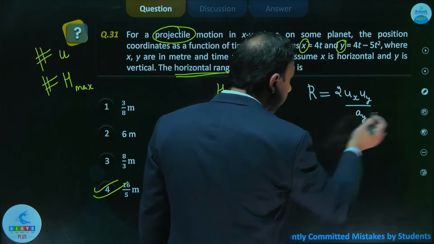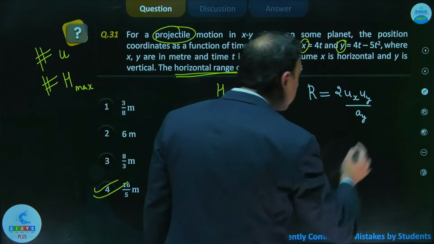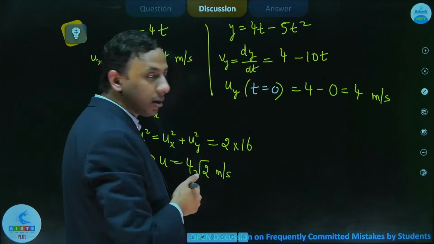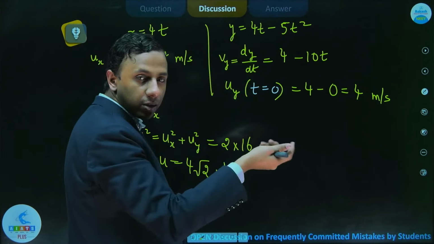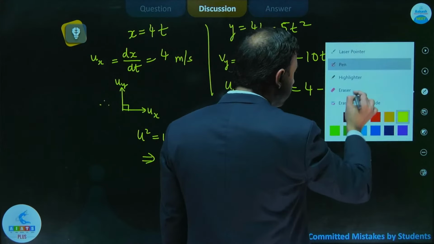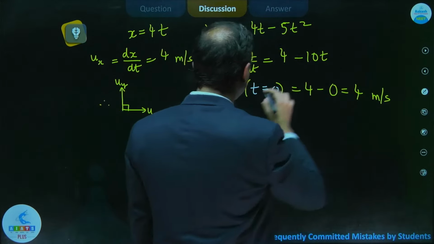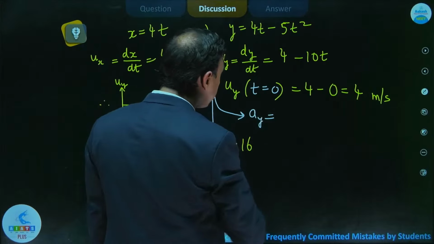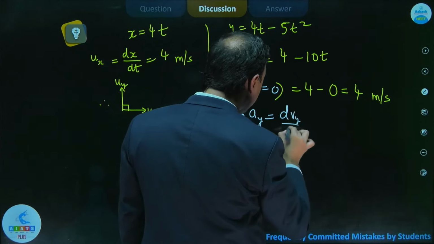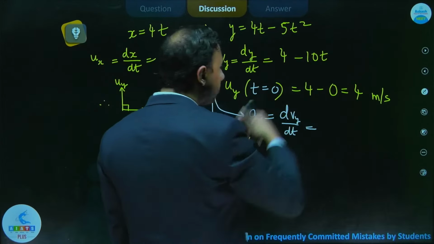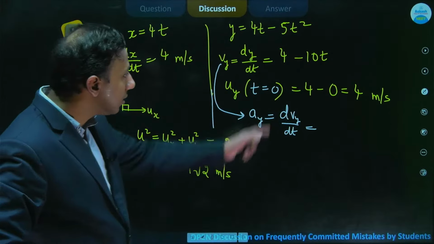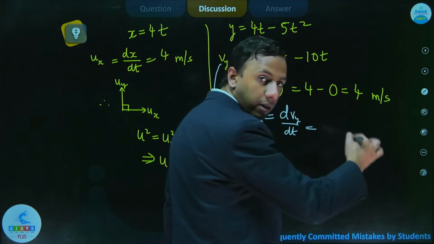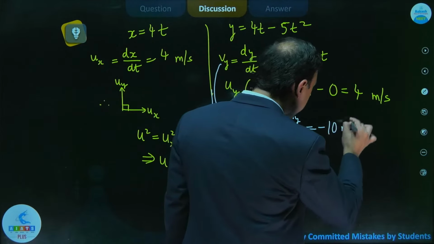And this one also here, coincidentally, this acceleration, if you could have found the acceleration over here, if you differentiate this velocity once again, you will get acceleration. Let me show you over here. Acceleration ay is nothing but differentiation of velocity with respect to time. Differentiate this with respect to time, 4 differentiation is 0, it's a constant. Minus 10 is minus 10 only, t differentiation is 1. So this is going to be minus 10 into 1, that is minus 10 meter per second square.